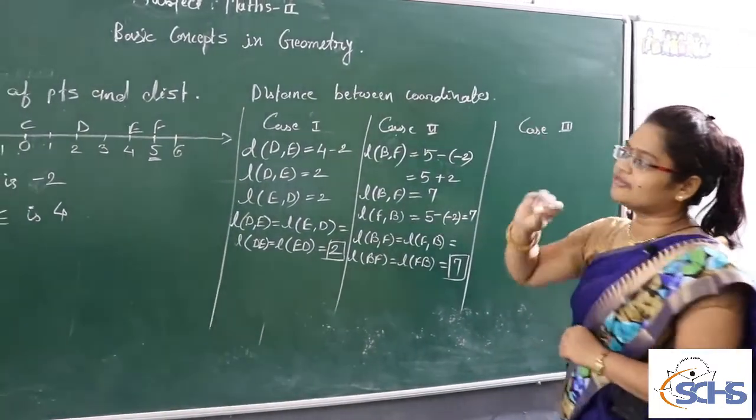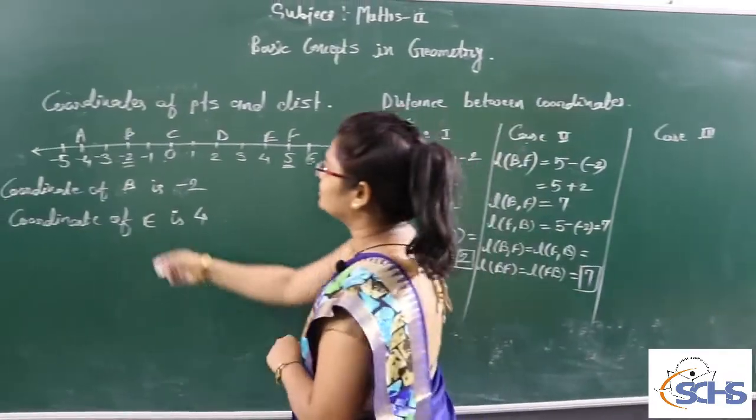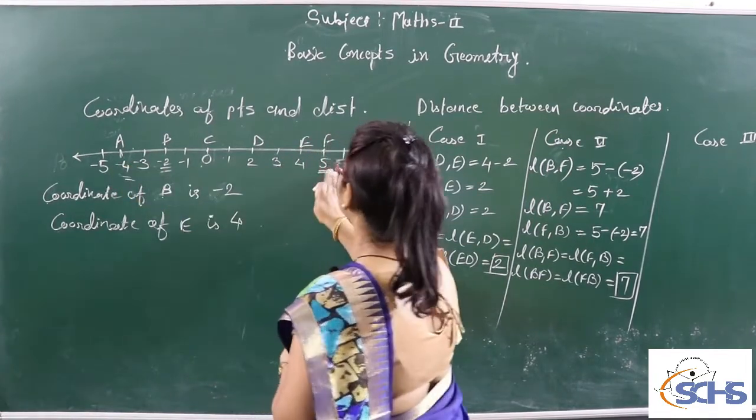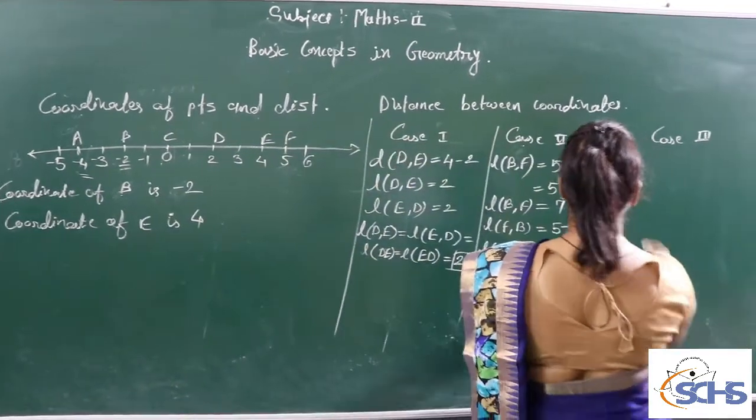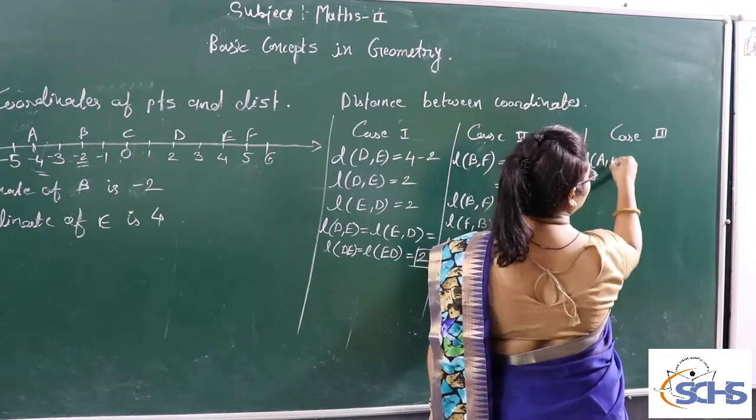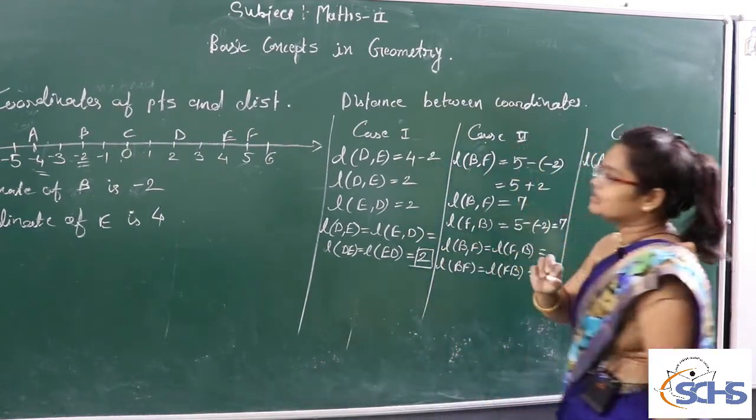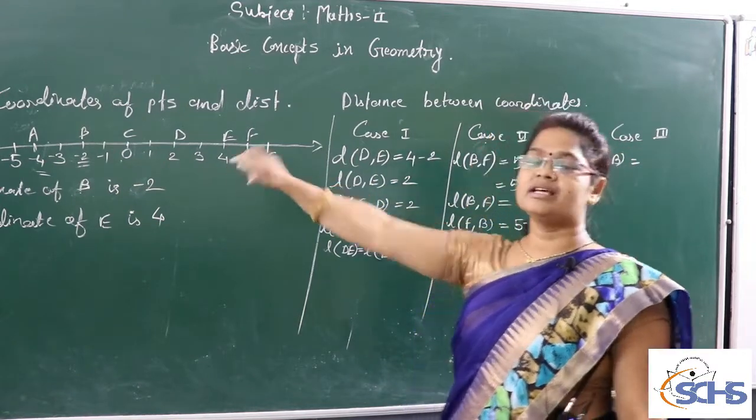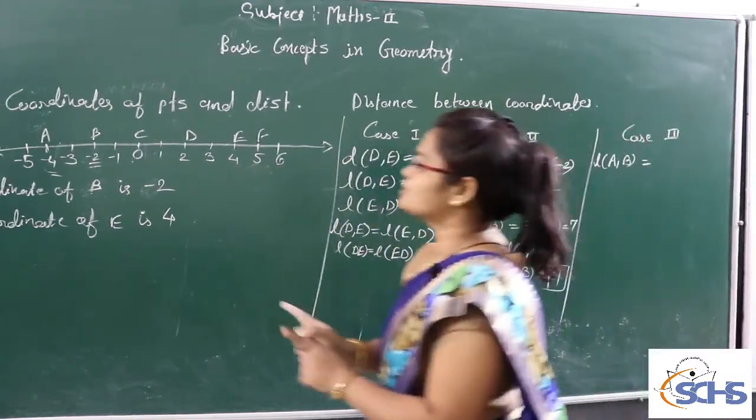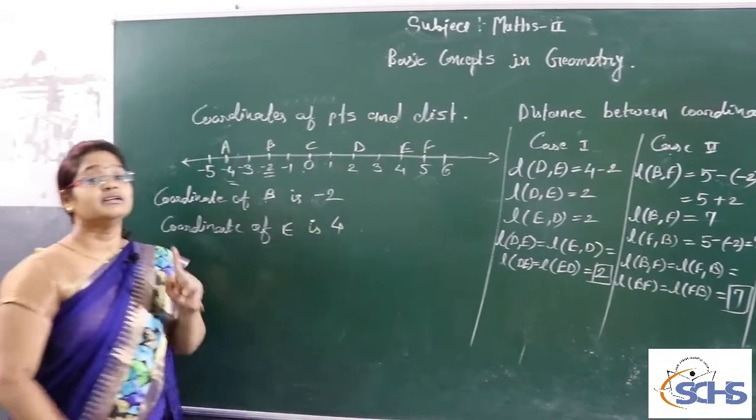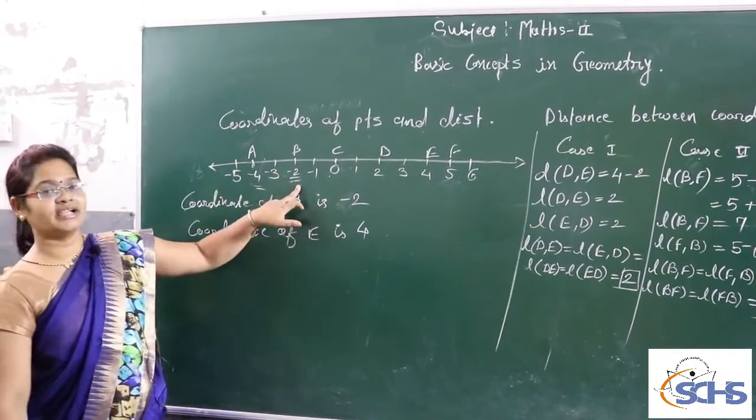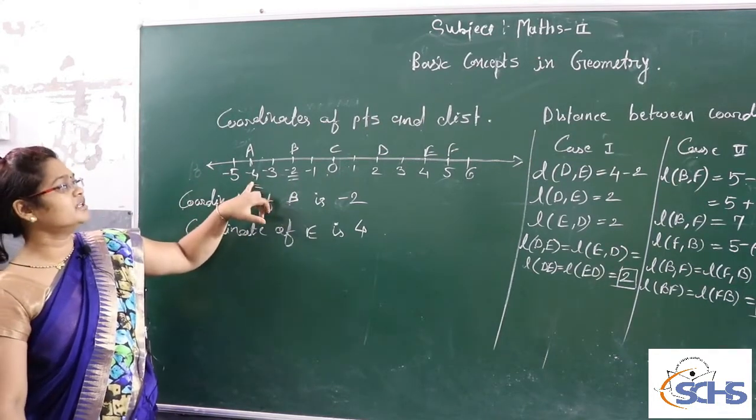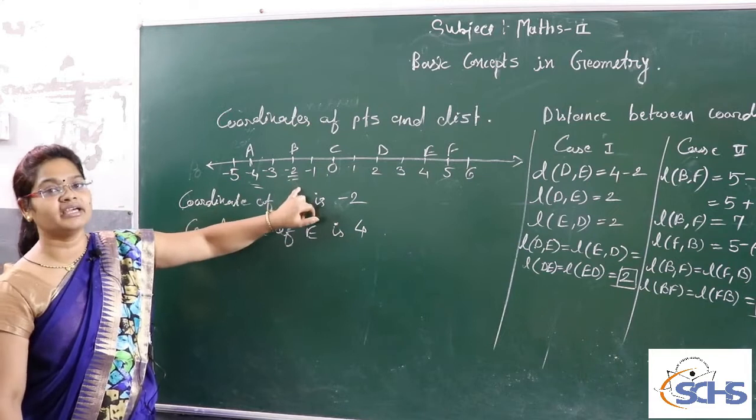So in third case we have to take two negative integers, so we will find out the distance between two negative coordinates. First we will take A coordinate and B coordinate and find length of AB. We know that the coordinate of point A is minus 4 and the coordinate of point B is minus 2. Here also I told you already that the point on the right side is always greater than the point on the left side. So between minus 4 and minus 2, which one will be greater?